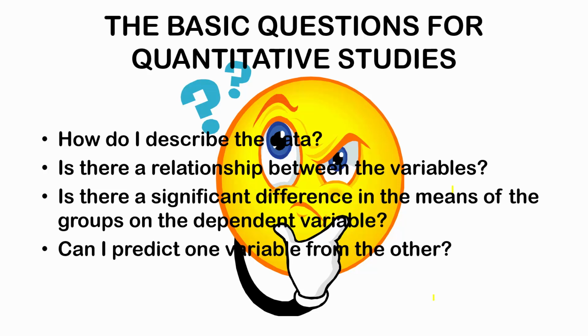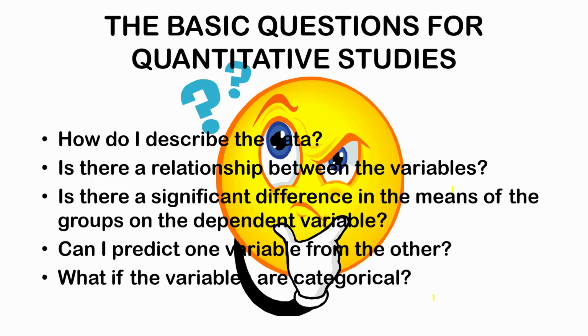Can I predict how someone will perform on one variable from the other? And this requires the use of a more advanced statistical technique called regression, which takes into account all of the factors that are necessary for the purpose of making a statement about causation or prediction. And of course, the last question that comes up when you talk about analyzing variables is, what do I do if these variables are categorical? In other words, if they don't have inherent numerical values.